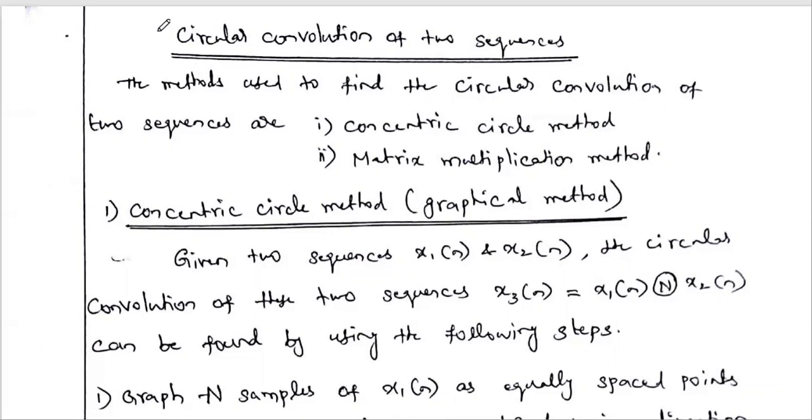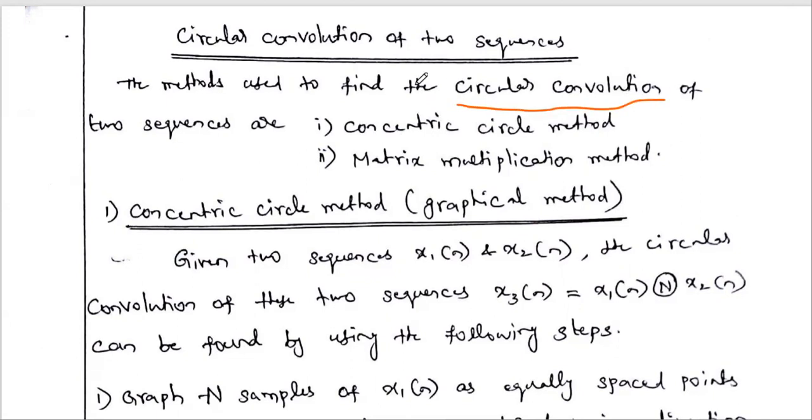Now we are going to see only the circular convolution and its steps, as well as one more problem we will solve in this video. There are different methods to find the circular convolution output. Today we are going to discuss two of them. One is the concentric circle method. Another one is the matrix multiplication method. Out of these two, the matrix method is the easier one.